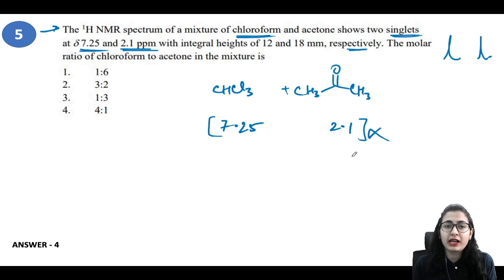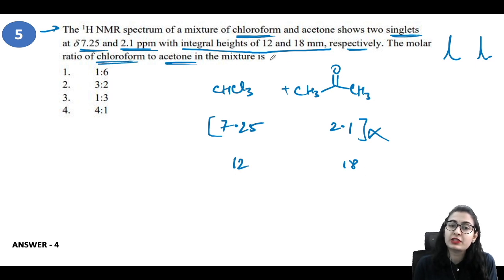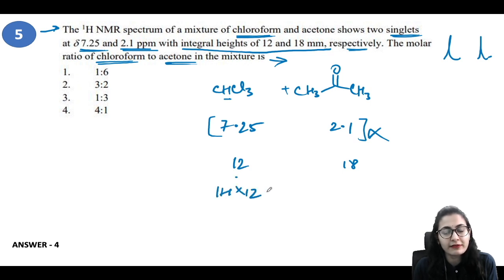इस value का कोई भी काम नहीं है इस question में, because we only need this value. The integral heights are 12 and 18. So this is of a greater height, this is of 12 height. Now if the height ratio is 12 is to 18, the molar ratio of chloroform to acetone in the mixture is. Now you see that you have only one hydrogen, एक hydrogen है उसको 12 करने के लिए किससे multiply करना पड़ेगा, one hydrogen multiply by 12 to give you the 12 integral height.